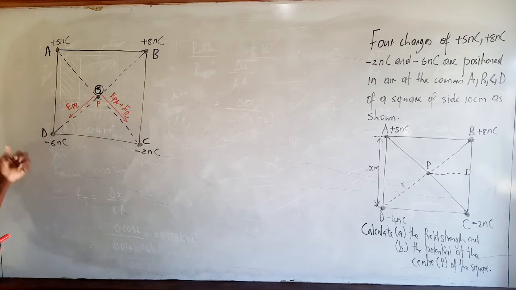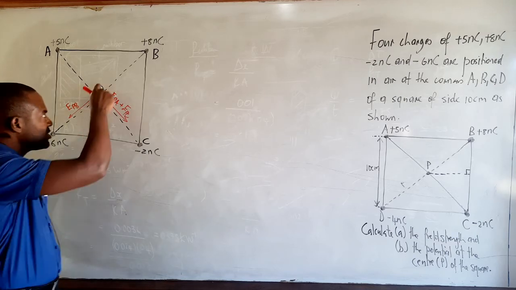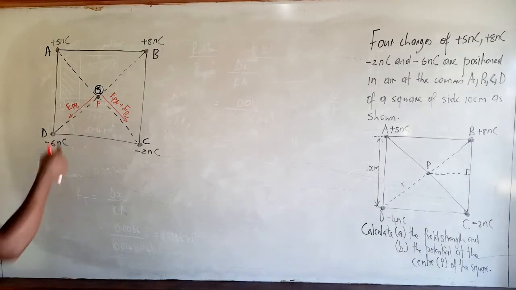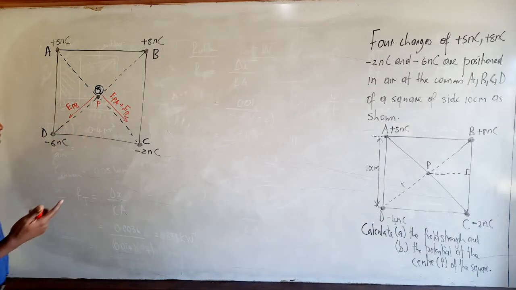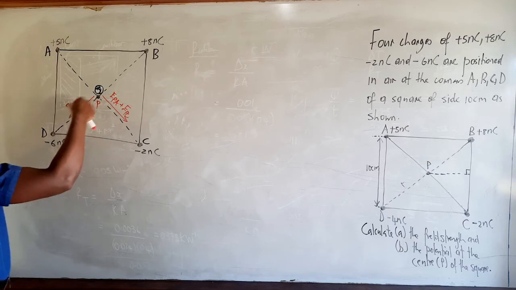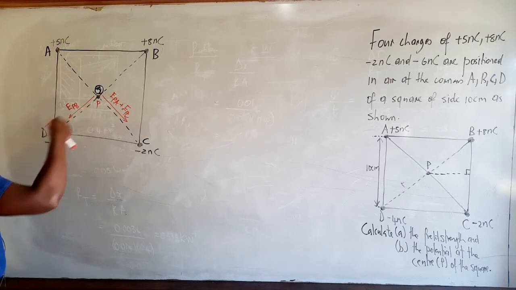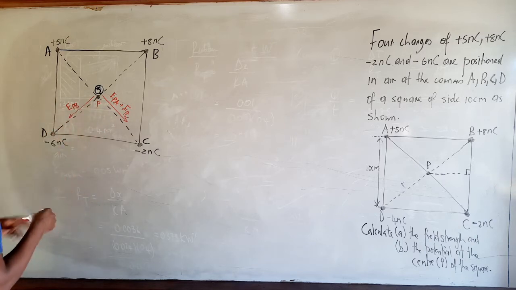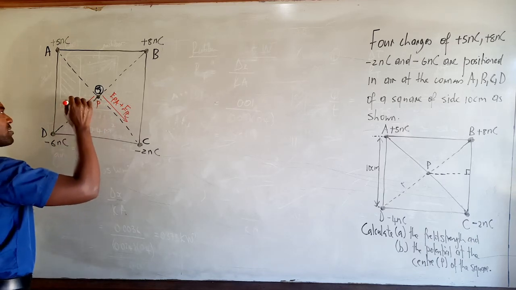Now we must also examine lastly the charge at D. The charge at D is a minus 6 nanocoulomb charge, which means that if the charge we imagine there was free to move, it would be attracted towards D. Therefore the field strength at P due to the charge at D would also be in this direction. Because they're acting in the same direction, we add the field strengths, and this becomes E_PB plus E_PD.